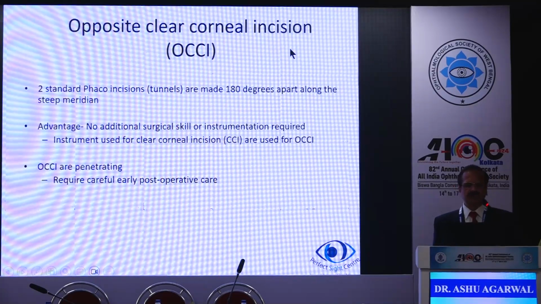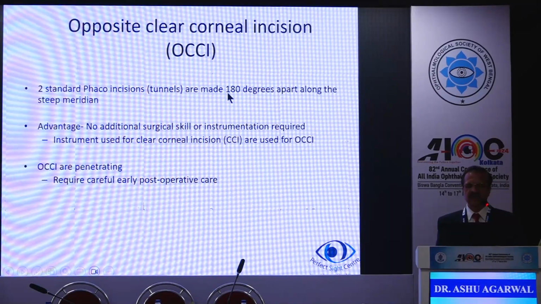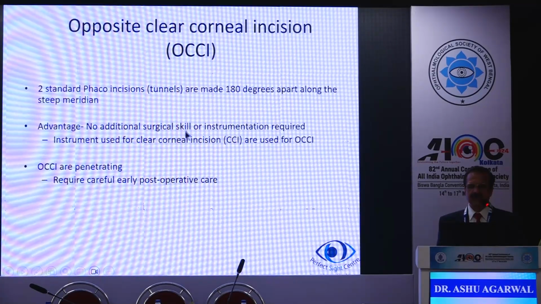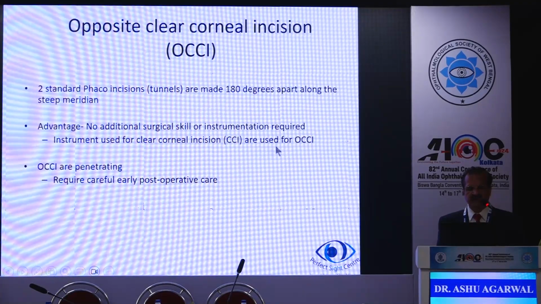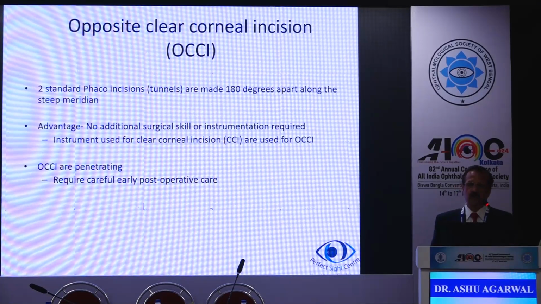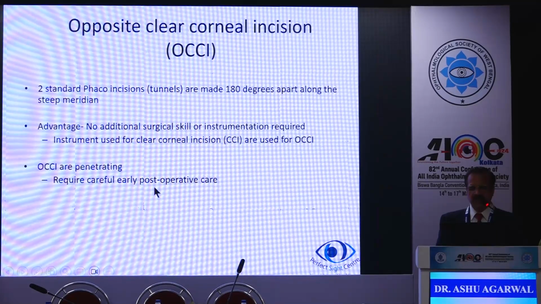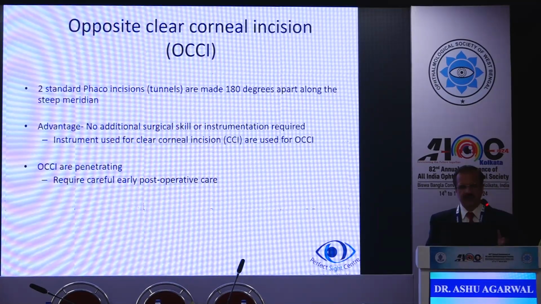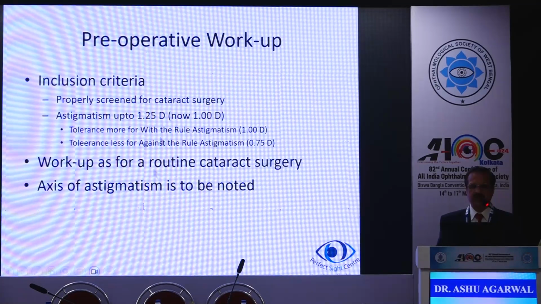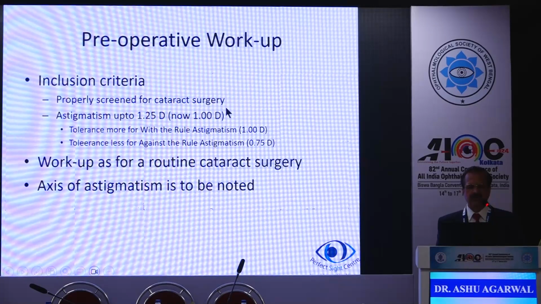Coming to opposite clear corneal incisions, these are two standard phaco incisions or tunnels made 180 degrees apart along the steeper meridian. The advantage is that no additional surgical skill or instrumentation is required, and the instruments that are used for clear corneal incisions can be used for OCCI also. But please note, OCCI are penetrating, so you have two penetrating wounds ranging between 2 to 2.8 each, and they require careful early post-operative care, and you should ensure that the AC has not flattened out on the next post-op day.